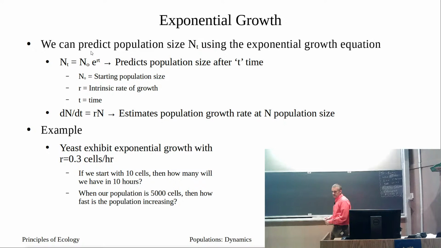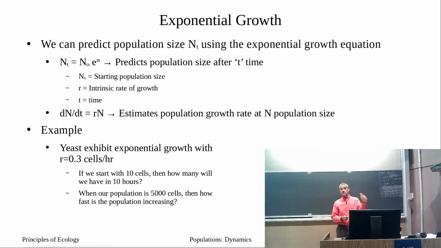All right? So here's an example of how we would use this equation. So yeast exhibit continuous growth. All right? Their generations are, you can't tell one cohort from another with yeast. All right? And yeast are a classic example. Bacteria are also a classic example of this exponential growth. So what we'll say is yeast exhibit exponential growth, and their intrinsic rate of growth is 0.3 cells per hour.